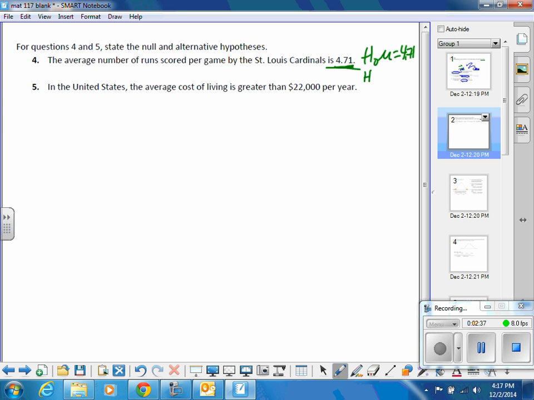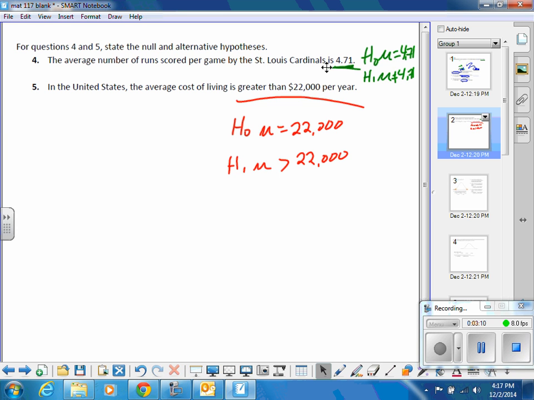My alternative, H1, okay, is that mu does not equal. Why is it does not equal? Well, they don't say greater than or less than. So in the case where they don't say greater than or less than, you are going to use the does not equal. Now look at the second question here. It says the average cost of living is greater than. So whenever I do this one, my H naught, again, is always equal to, okay? My alternative is going to be greater than. Exactly like that, okay? And that's just what you do for those.